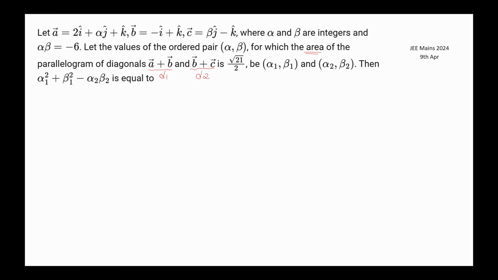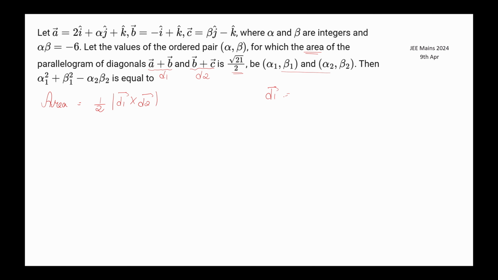They have told us about the area of the parallelogram. We had studied the formula for directly finding the area of a parallelogram. It is half modulus of D1 vector cross D2 vector, and they've given us the area, which is this value. So we have to find the values of alpha and beta. First, let us find the area using the formula, which is half of D1 vector cross D2 vector.